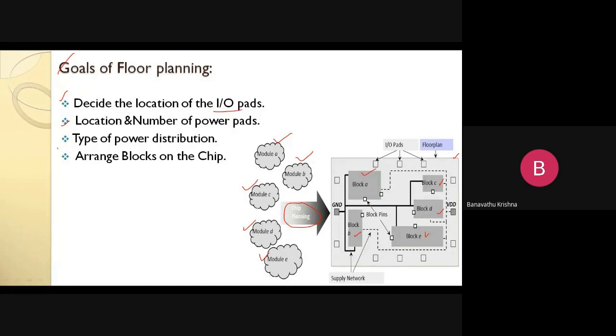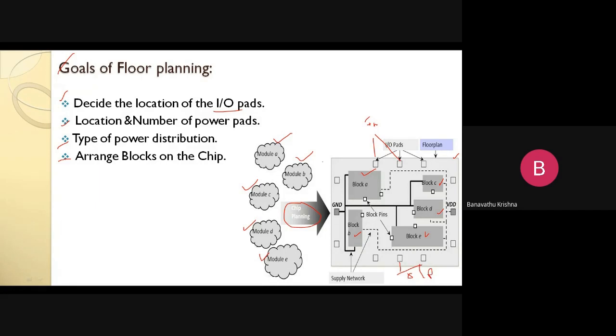Okay, and then the types of power distribution, and arrange the blocks on the chip, right? So decide the location of the IO pads. Deciding the location of the IO pads means, suppose I want to make the connections here in this way, in this area. I want these pins to be connected as inputs, and here I want these pins to be taken as output pins, like this.